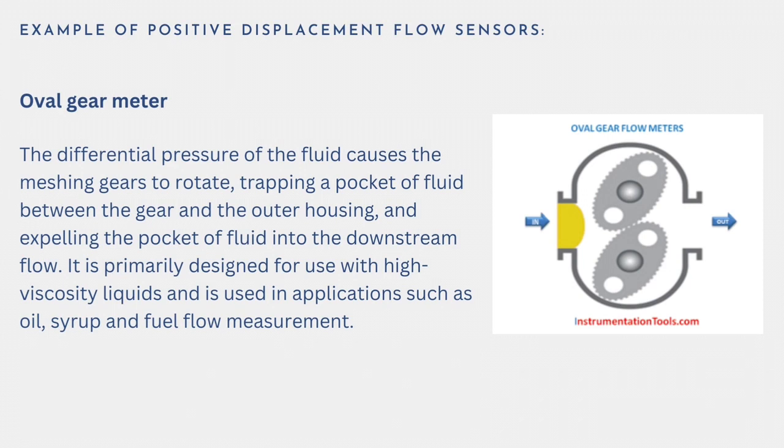There are examples of meters using the positive displacement concept of measurement. One of them is the oval gear meter. The differential pressure of the liquid causes the meshing gears to rotate, trapping a pocket of fluid between the gear and the outer housing and expelling the pocket of fluid into the downstream flow. It is primarily designed for use with high viscosity liquids and is used in applications such as oil, syrup, and fuel flow measurement.